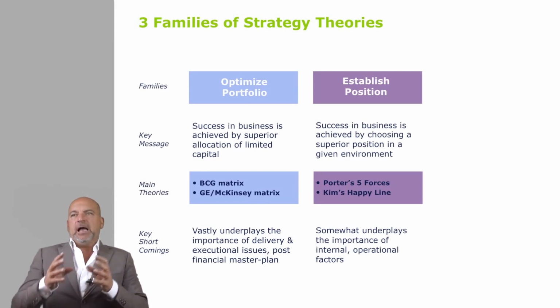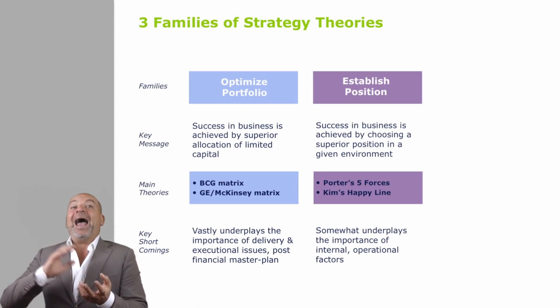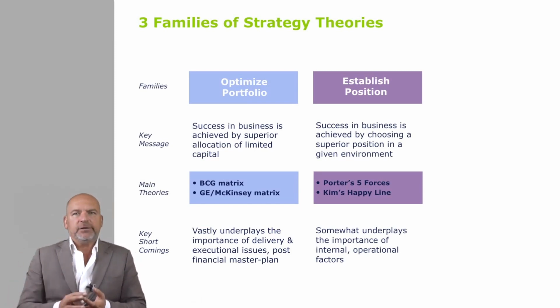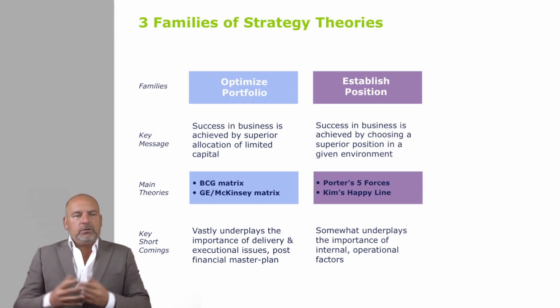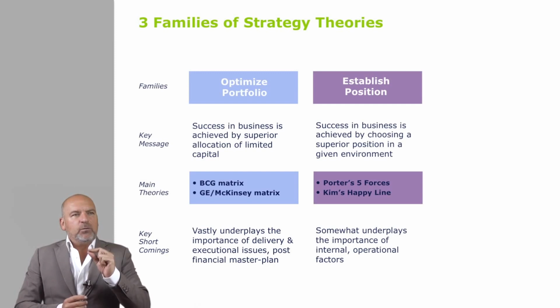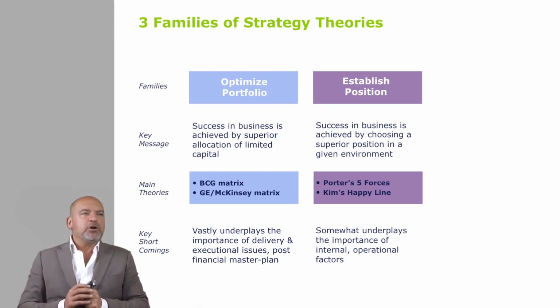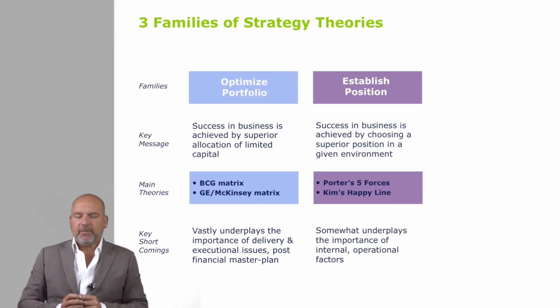After Porter, 80s, 90s, you think about portfolio, but you also add the notion of what's the position, typically the competitive position. And we'll see another theory in that family called Chenkin's Happy Line, which is a way to also establish position, but taking a slightly different reference point than Porter, and some might argue fixing a big bug in the five forces model.